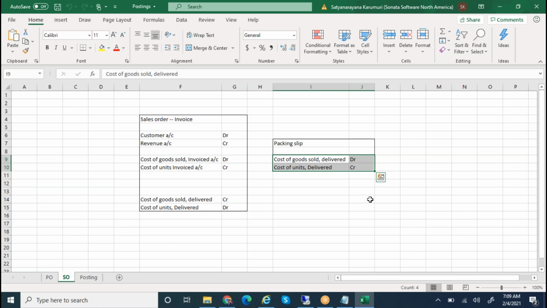Am I right? If you are not including value, the financial value also will not be there at the time of packing slip. But financial postings, yes, it will be there later. But for this one, if quantity is not there, there is no financial posting for a non-stocked product.